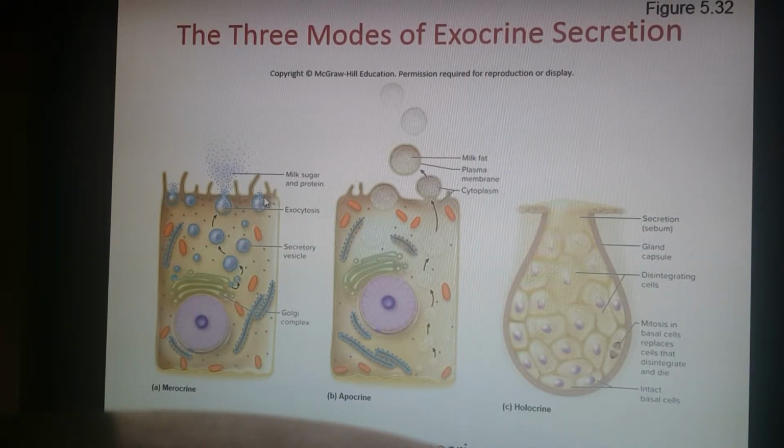So with your exocrine glands, these are going to move the product to the outside environment. There are 3 different types. The first one are merocrine glands, apocrine glands, and holocrine glands.